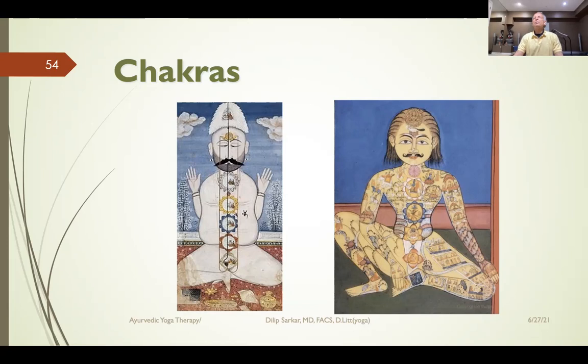Yogis looked at nature. The nature had a rainbow. Rainbow had 7 colors: violet, indigo, blue, green, yellow, orange, red. They assigned the colors along the line of the spine. And we said these colors are a potential site of your energy, or spiritual energy.